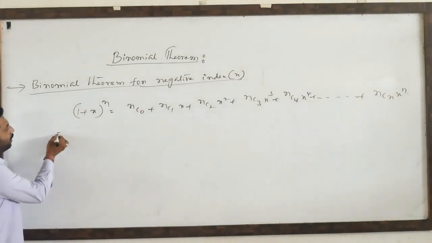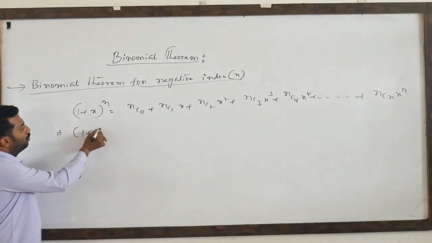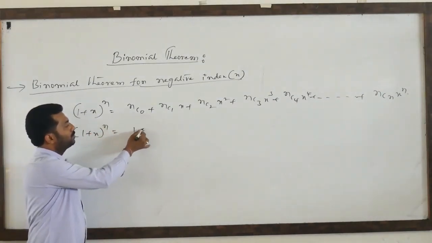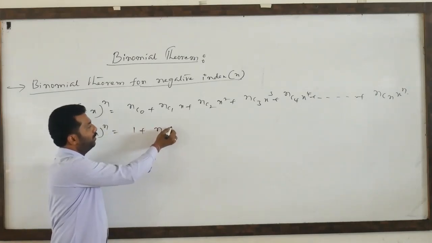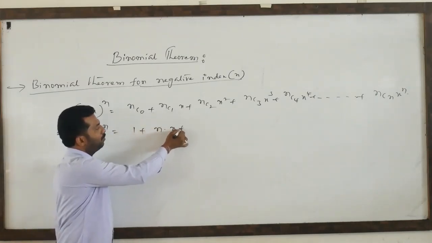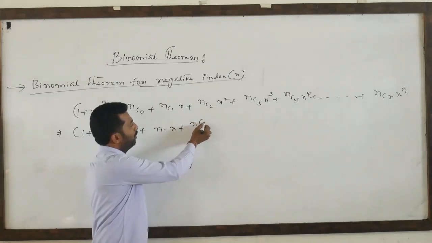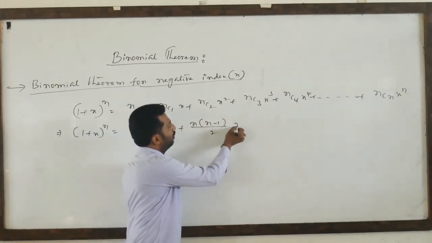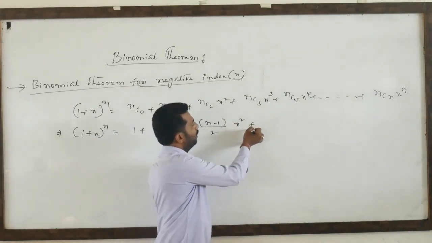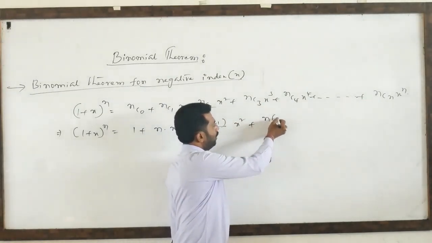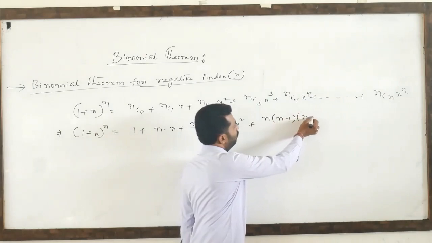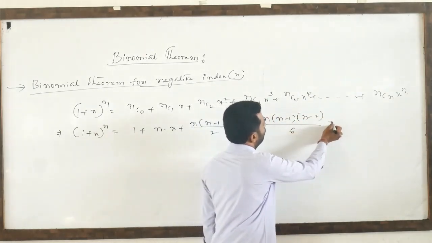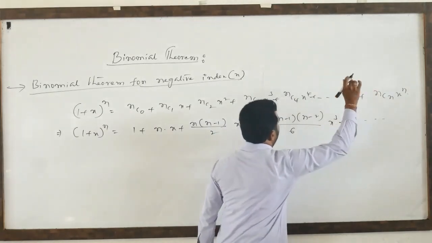Again this can be written as (1 plus x) whole power n equal to nC naught which is 1, plus nC1 which is n into x, plus nC2 which is n into (n minus 1) by 2 factorial into x square, plus nC3 which is n into (n minus 1) into (n minus 2) divided by 3 factorial, which is 6, and so on. We will see.